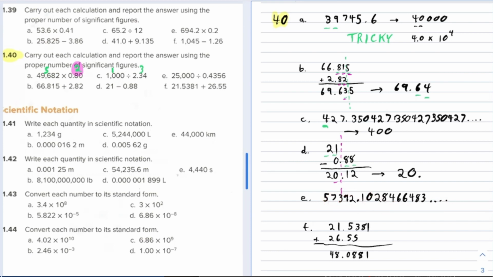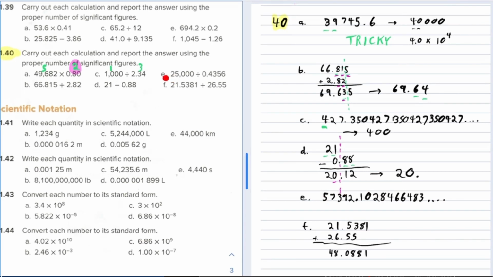So again, this is multiplication division. The 25,000, this is a 2 sig fig number, 1, 2. Those zeros are not significant because I don't see the decimal point. And then the other one, this is a 1, 2, 3, 4 sig fig number. You never count the zeros at the beginning. So 2 sig figs and 4 sig figs, multiplication division, you keep the least number of sig figs, and that's 2. So the answer is going to have 2 sig figs.